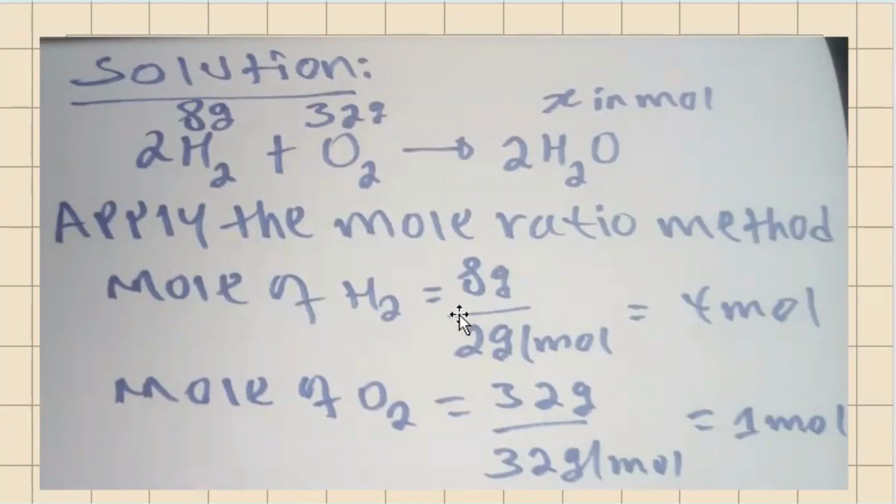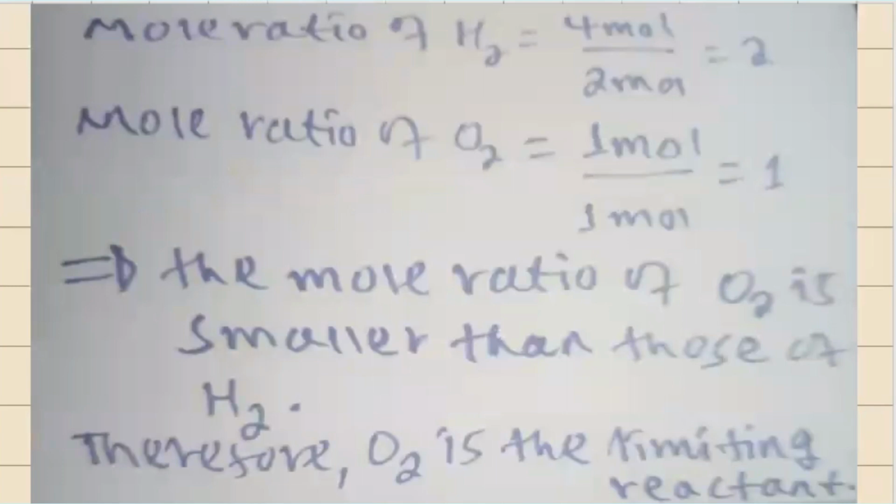The mole of hydrogen equals 8 gram over 2 gram per mole, which is 4 mole. Mole of oxygen equals 32 over 32, which is 1 mole. By the way, mole is equal to given mass divided by what? Molar mass. Molar mass is the mass of 1 mole of the substance, as we discussed previously. Then the second step is calculating the mole ratio of both reactants, hydrogen and oxygen. The mole ratio of hydrogen is 4 mole divided by 2 mole, which is 2. The mole ratio of oxygen is 1 mole divided by 1 mole, which is 1.